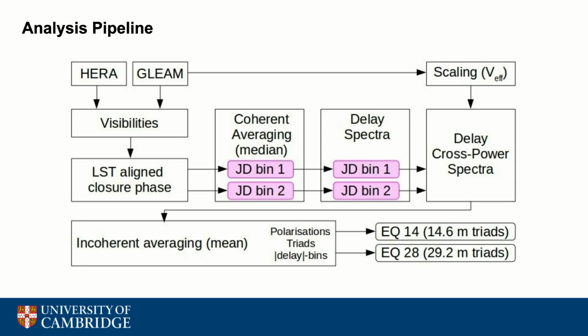We do this using a median, which effectively filters out any time-dependent RFI. And we do the averaging within 2 different observing night bins. We then form the delay spectra and form cross-power between different delay spectra in the 2 observing night bins. This again minimizes the risk of any time-dependent effects leaking into our cross-power. Then lastly, we do some incoherent averaging over different polarizations, times, triads, and absolute delay bins. This is of course assuming that the signal is unpolarized and isotropic.